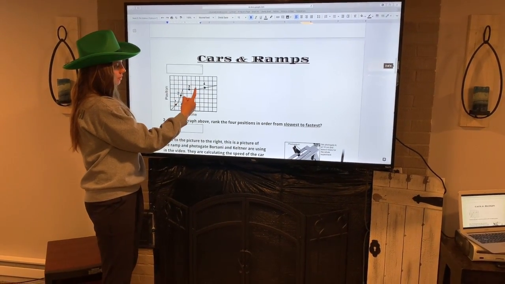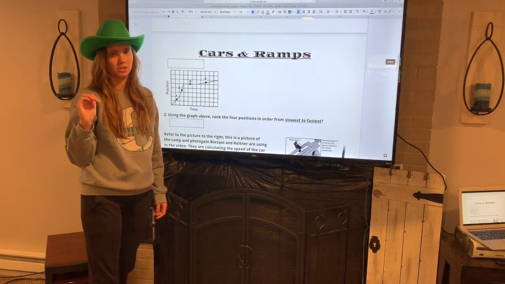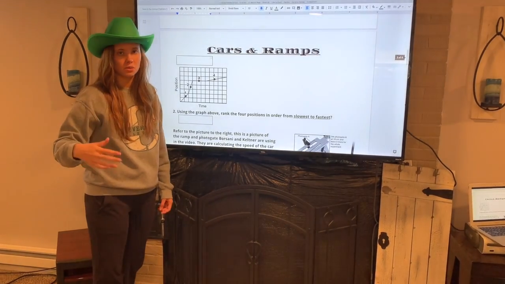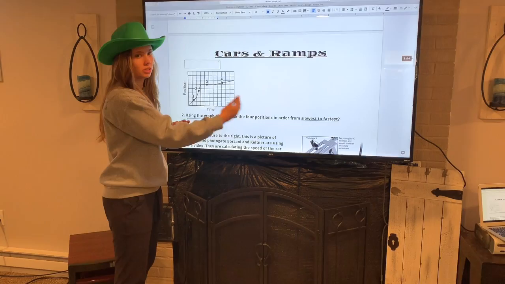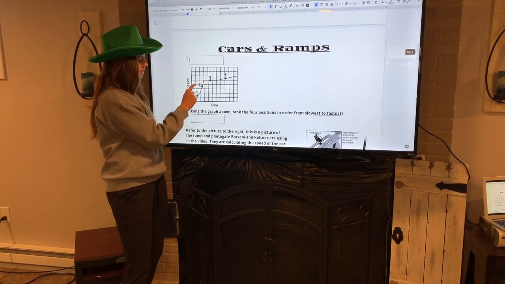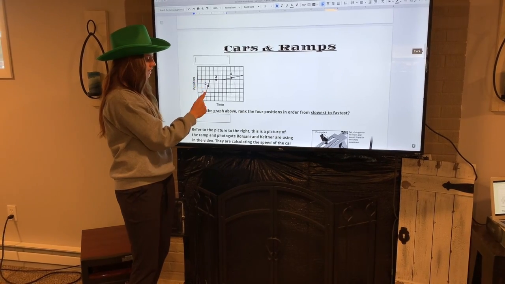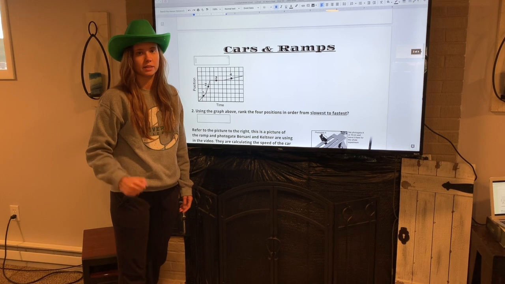When we go from here to here, you can see that that line is a very, very gradual increase. So he's moving very slowly. His position is changing not very much over a long period of time. But then when you look at number 2 over here, his position is changing drastically over a very short period of time. So that means he's moving very quickly.